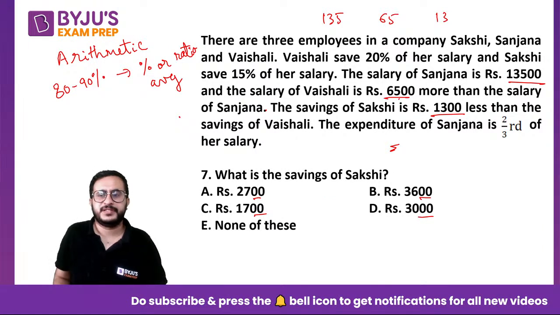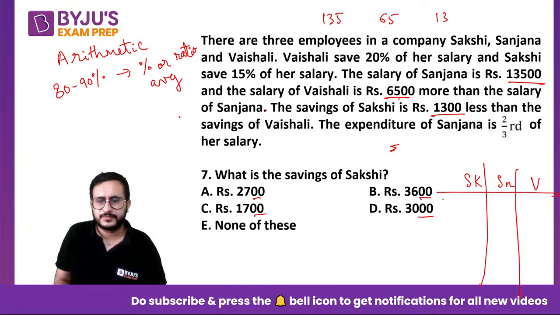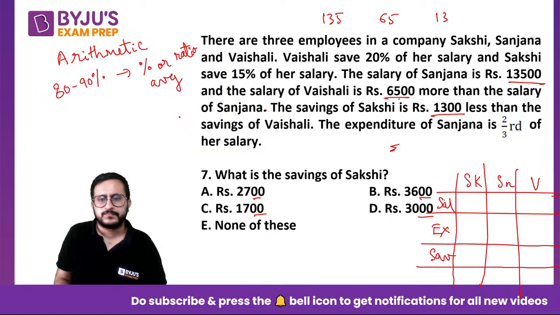It says there are three employees in a company, Sakshi, Sanjana and Vaishali. So we have three employees, and we have their salary, their expenses and their savings. It says that the salary of Sanjana is 135 and Vaishali's is 6,500 more. So you add 65 and you get 200. The savings of Sakshi is 1,300 less than the savings of Vaishali. Expenditure of Sanjana is 2/3 of her salary, so expenditure is 90. The saving is 45.